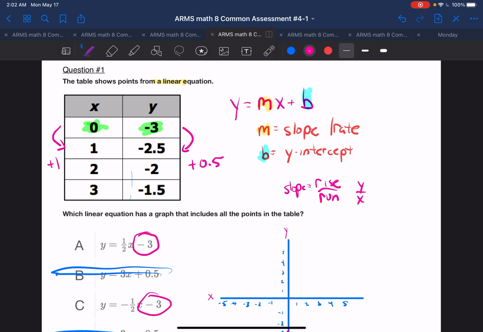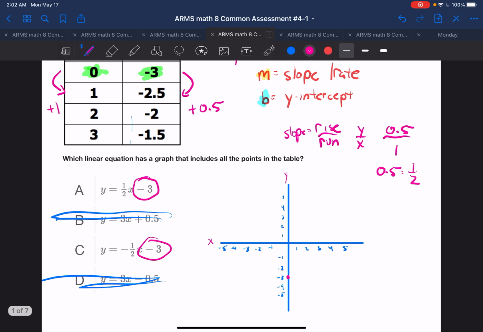Don't get confused. -3, -2.5, -2. It looks like it's going down, but those are negative numbers, right? So they're going up. So that means 0.5 on the y, because we say y over x. 0.5 over 1, right, which is just 0.5, which is just 1/2. So the slope is 1/2. This right here would be a negative if it was going down, which it's not. It's positive. So it's going to be this one, right?